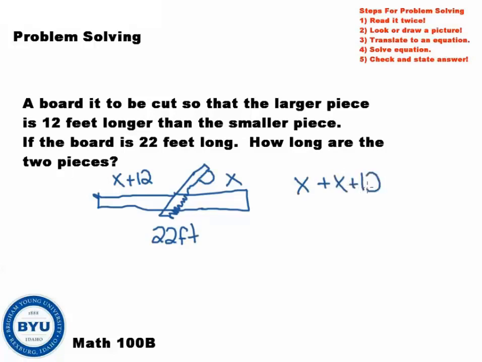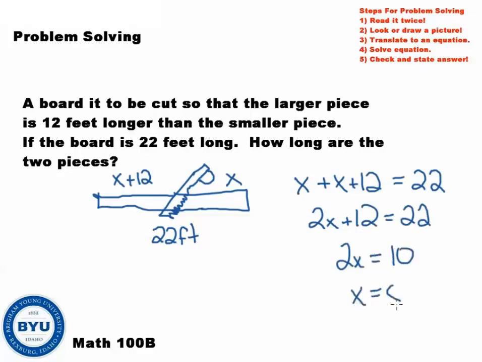We can say that x plus x plus 12 equals 22 feet. I combine the like terms: 2x plus 12 equals 22. We minus the 12. We get 2x equals 10. So x equals 5 feet, meaning that the smaller piece is 5. And that would mean that the longer piece is 5 plus 12, which is 17 feet. That's the size of those two boards.